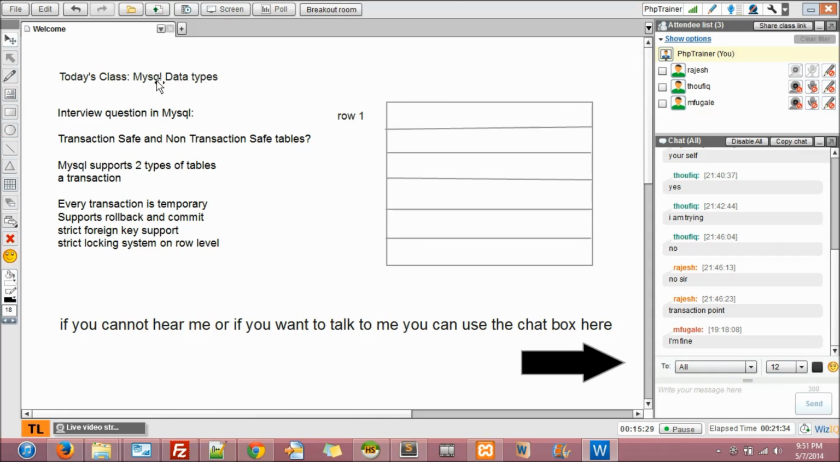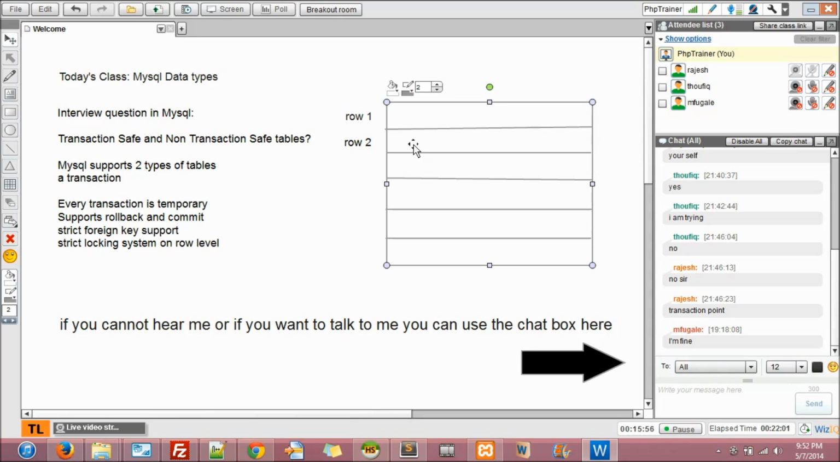This is row 1, this is row 2. So locking system on row level means, suppose if one person is coming up and trying to access this row, it is locked now, nobody can access that particular row again, whereas the person can access row 2. You understand, right? For instance, how do we tell that?